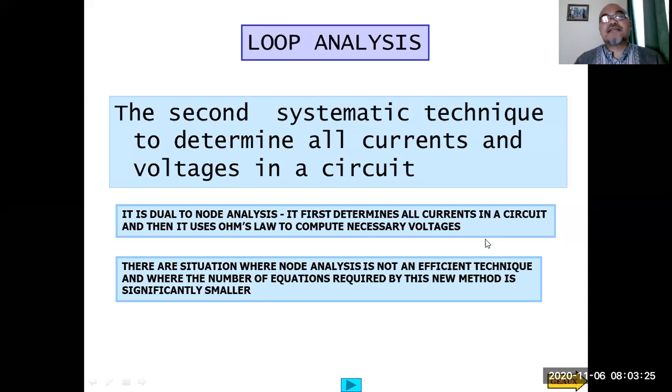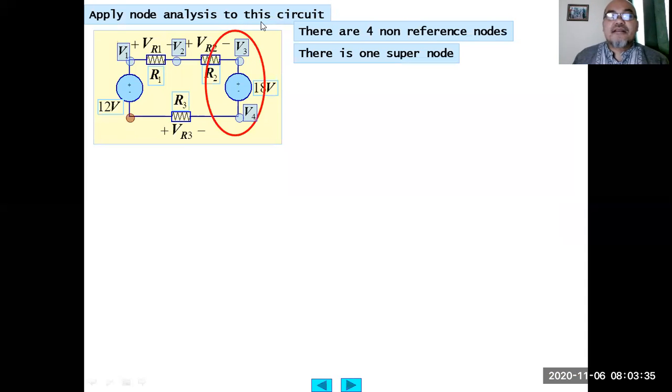So this is the second systematic technique to determine all currents and voltages in a circuit, only with a different order compared to node analysis, complementary to node analysis. So when do we use node analysis? When do we use loop analysis? That will be the subject in the last part of this chapter, about how to choose. That depends on the circuits.